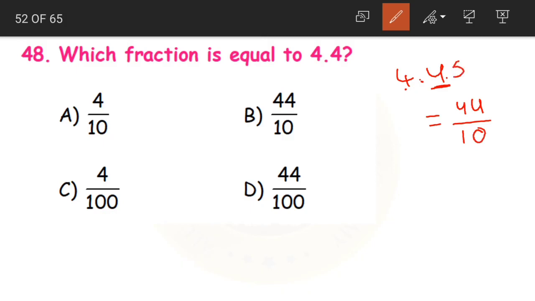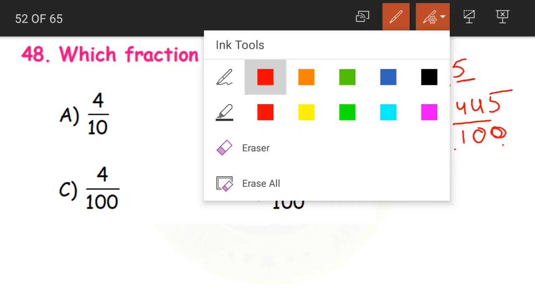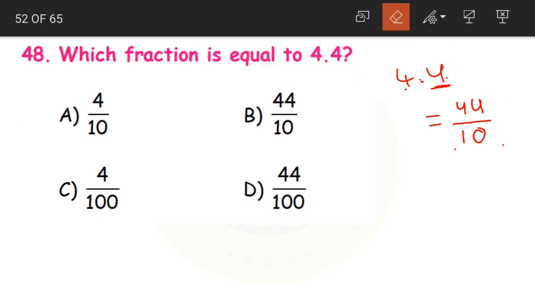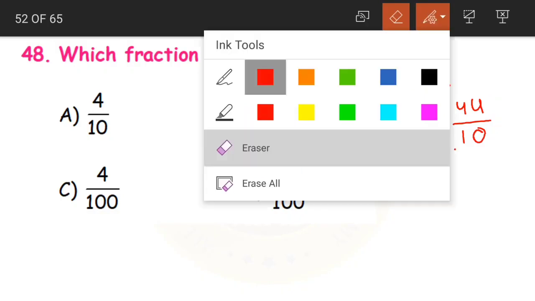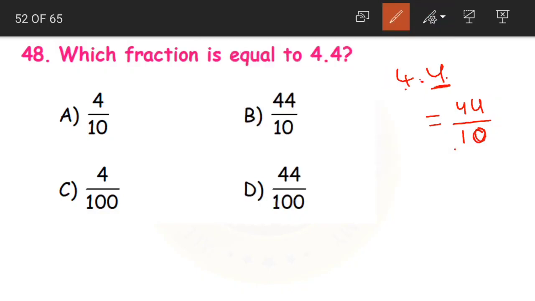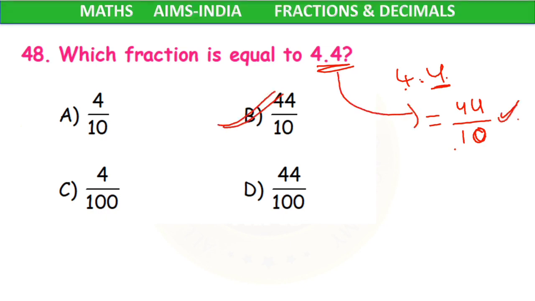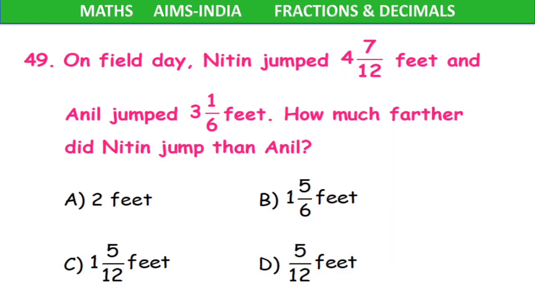Suppose if it was 4.5, here we are having two decimal places, so then the fraction becomes divided by 100. But in the question we are having only one decimal place, so we have only 1 zero in the denominator. 4.4 is nothing but 44 by 10, that is option B.